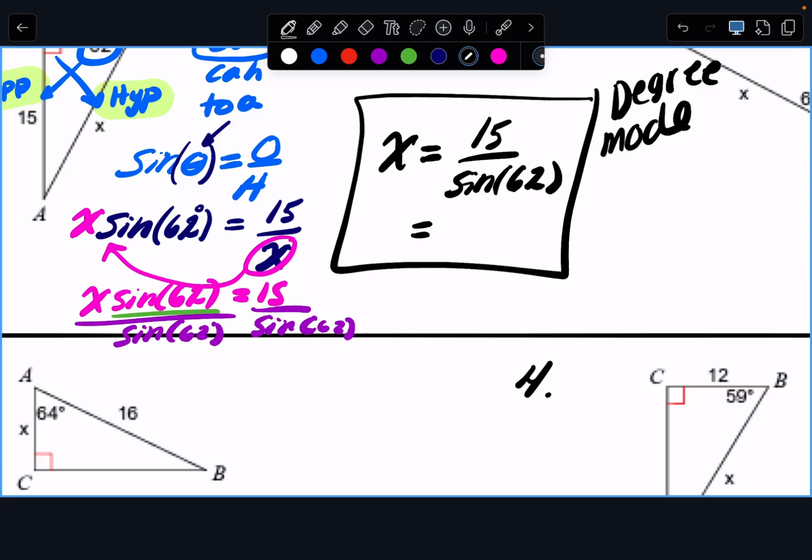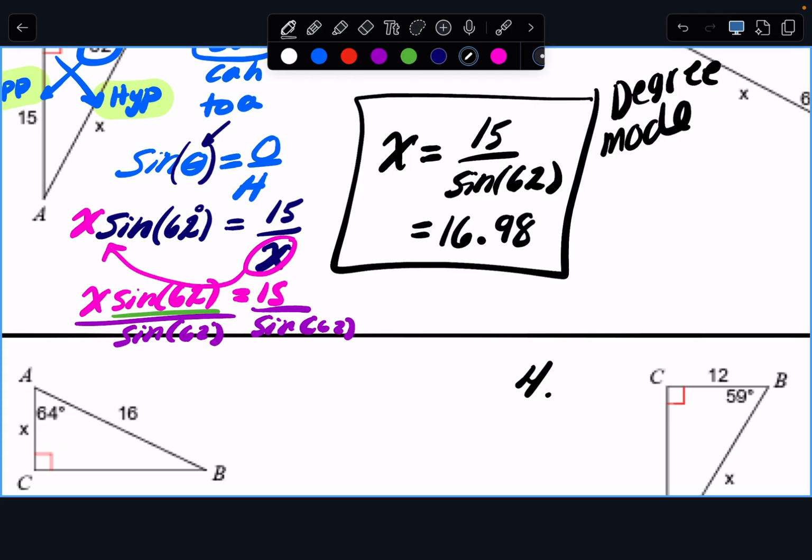Will it change, like if we just always leave it in the degree mode? It should be fine for what we need to be doing at our level of trig. Degree mode's going to be where we're at. When you get to secondary 3, there'll be times when you need to switch it to radian mode, but not at our level. 16.98. I'm just doing 2 decimal places.